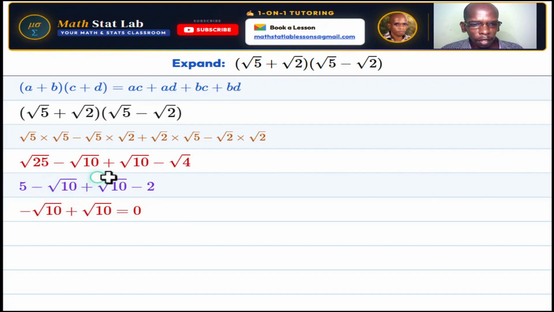So this part here inside the brackets, of course, will total to 0. So now it becomes 5 plus 0, because of this negative root of 10 plus the root of 10, which is 0, then minus these 2. So it automatically becomes 5 plus 0, which is 5, then minus 2, which is 3. So the answer becomes 3. So that's how we expand surds with 2 brackets.